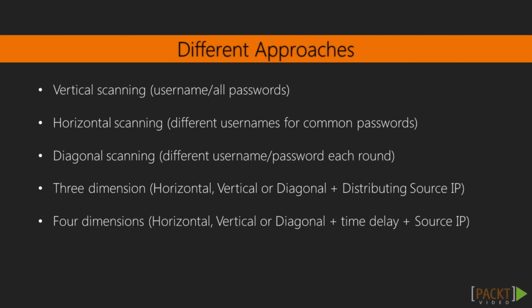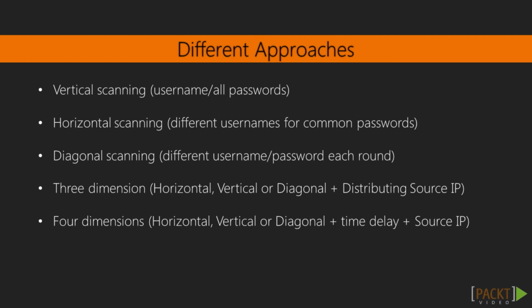When we plan a password attack, we have different options on how to do it. The most common and most used is the vertical scanning, which takes one username and tries all passwords in the dictionary. The second option is called horizontal scanning, which is basically the opposite of vertical. It takes a password and tests it against all usernames.